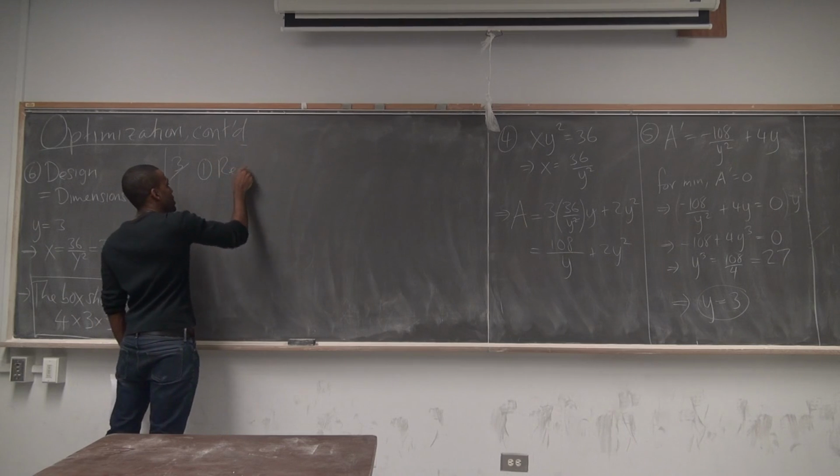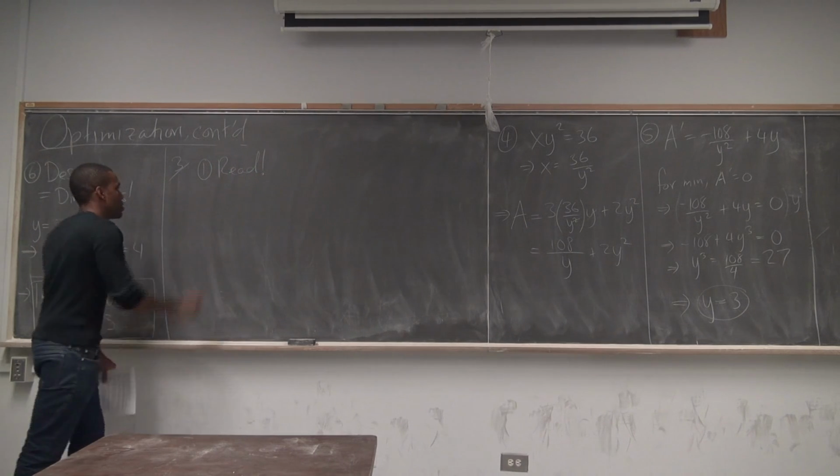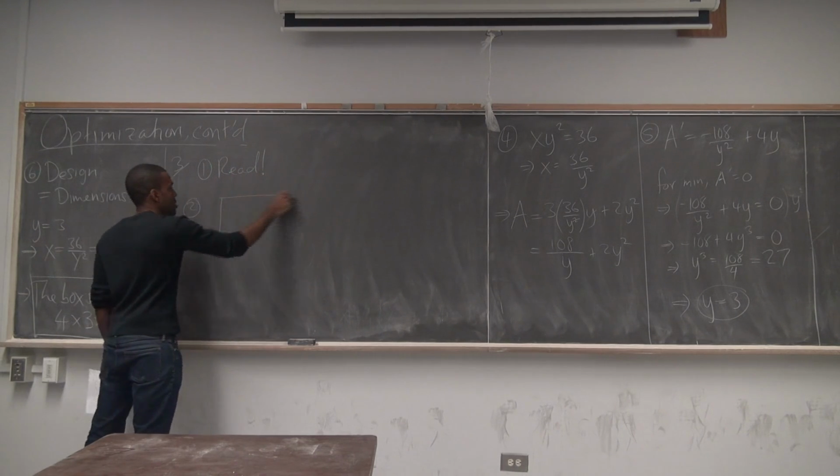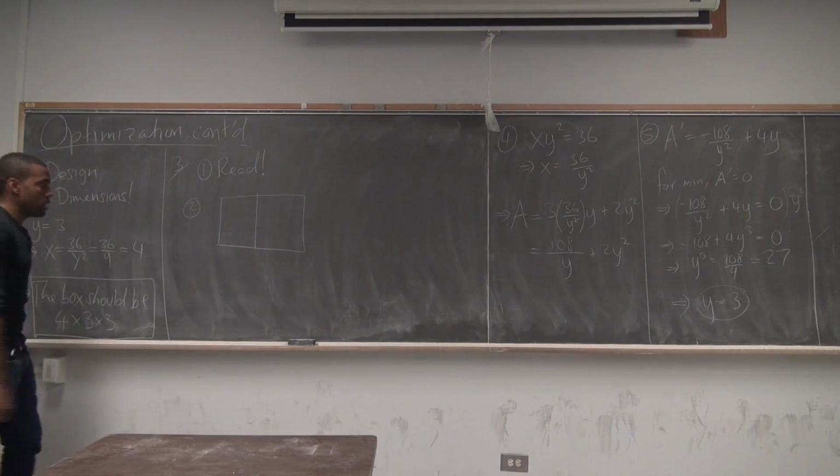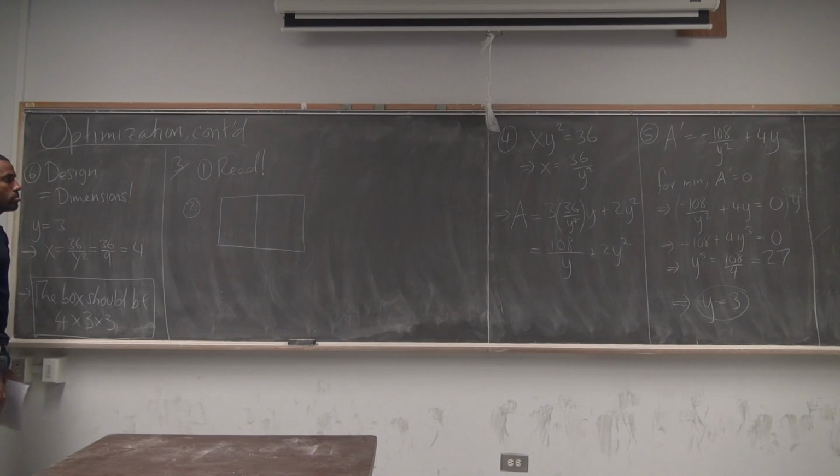Step 1, read. Step 2, come up with a picture. They actually gave us the picture. However, they didn't label it for us, so let's actually label it. How do you want to label this?